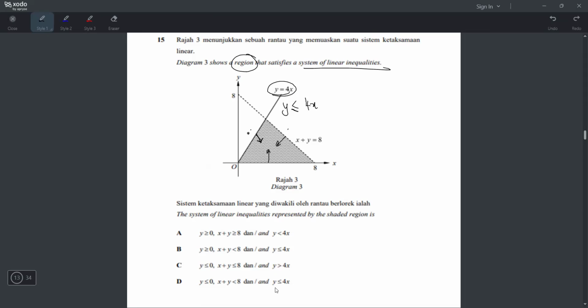So let's go to A, B, C, D. The ones that don't have the line below, like this, are confirmed wrong already. So y smaller than or equal to 4x. So this is wrong. Okay, this is correct. This is wrong. Okay, this is correct. So it's either B or D.